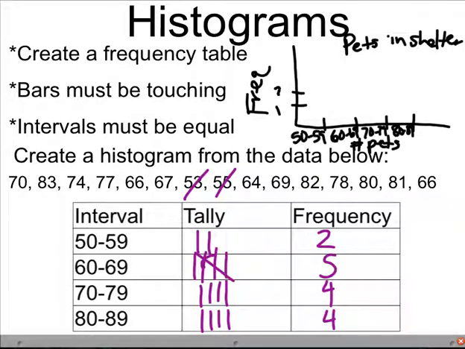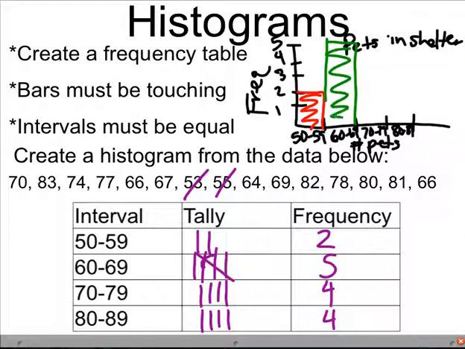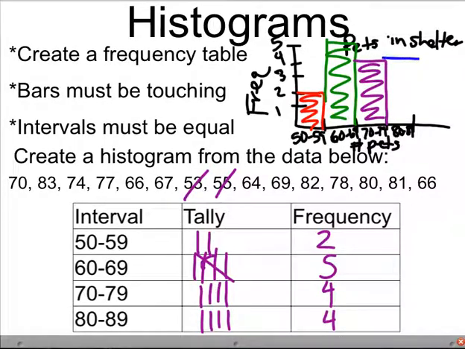And we'll have my frequency 1, 2, up to 5, so that we can create bars for each of these. It's best if they're different colors, but they must be touching. So we have a bar to 2 for my 50 to 59, a bar to 5, and 2 bars of 4. All right. And we have my histogram with all those different titles and labels and those bars that are touching.